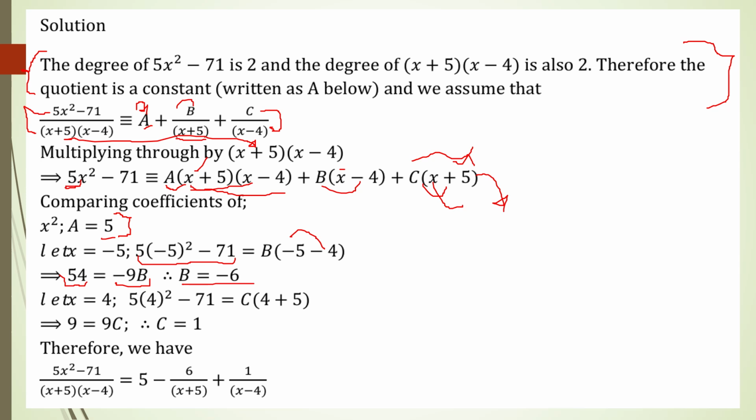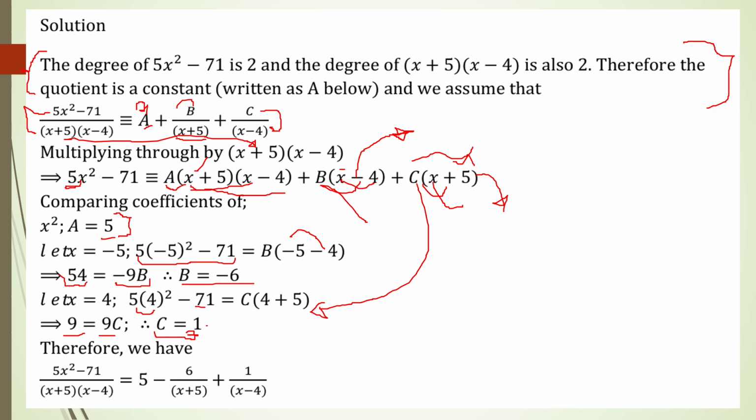Then we do the same to the value of b. So to make the bracket of b equal to 0, we have to let x be equal to positive 4, because 4 minus 4 you are going to get 0. And if you do that, you're going to end up with 5 into 4 squared minus 71 on your left hand side to be equal to this on your right hand side. So you're going to end up with 9 equal to 9c. Dividing through by 9 is going to give you c equal to positive 1.